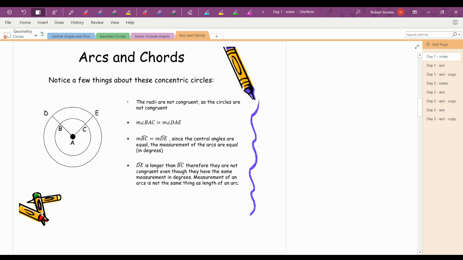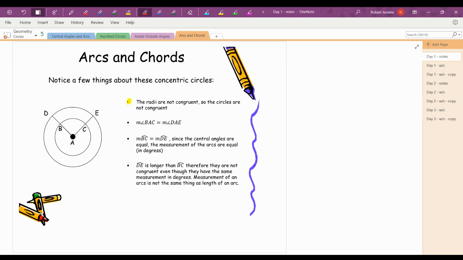Now, something that we want to notice about concentric circles. So we just took our same example from the previous slide. We have two circles, a smaller circle and a bigger circle. They share the center called A. So we would have to be really careful if we said, look at circle A, we wouldn't know which one we're talking about. So we'd have to be a little bit more clear in our discussion. But we want to notice a few things. First of all, the radii are not congruent. So the circles are not congruent.